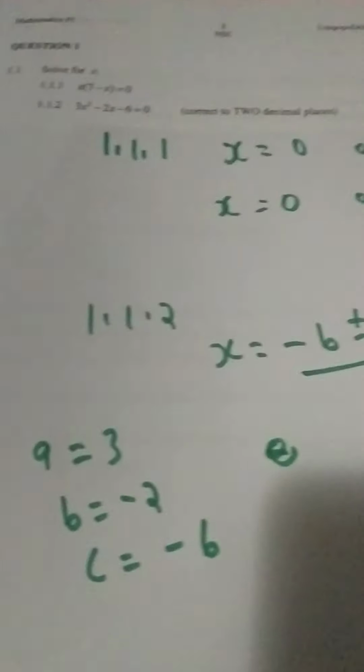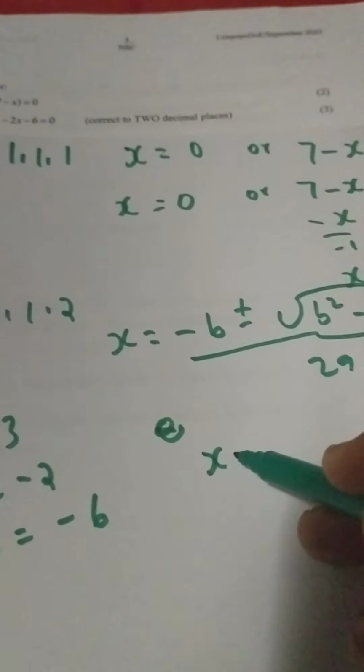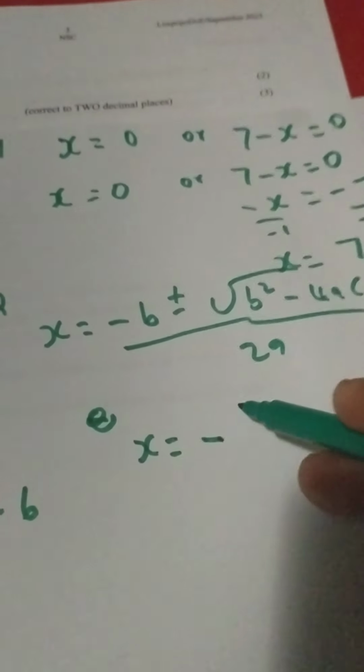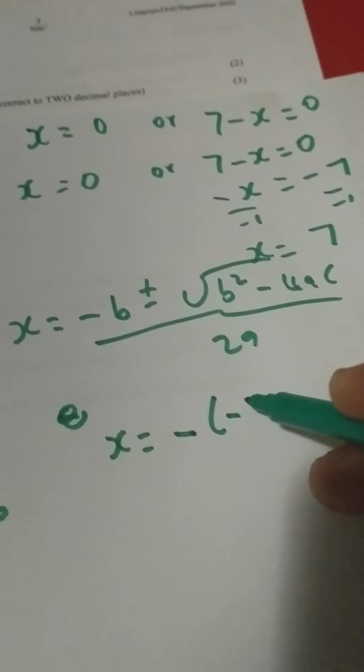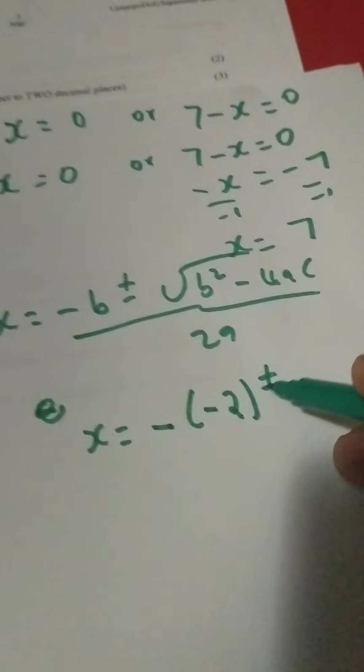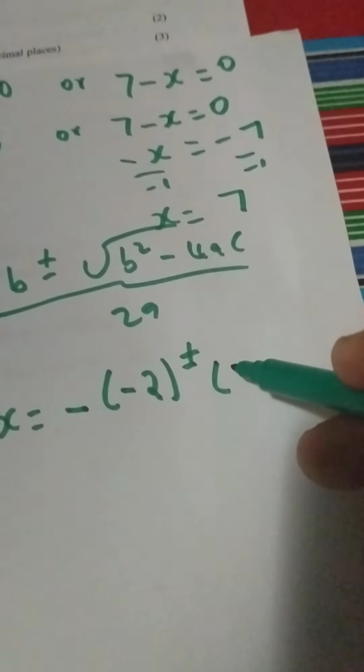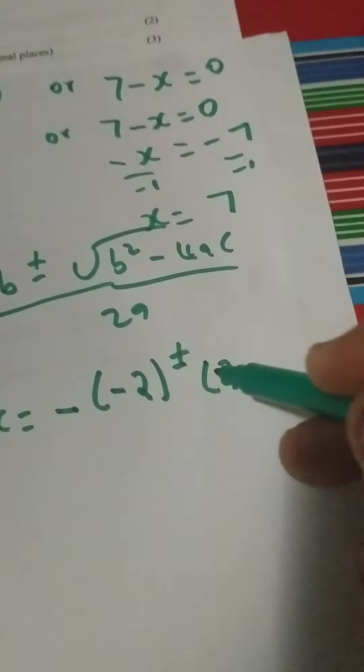Then you go to your formula sheet and put in the values of each. For example, the formula is negative b, and the value of b is negative 2, so we put negative 2 in brackets, plus or minus the square root of negative 2 squared minus 4 times 3 times the value of c, which is negative 6. Everything over 2 times 3, right?